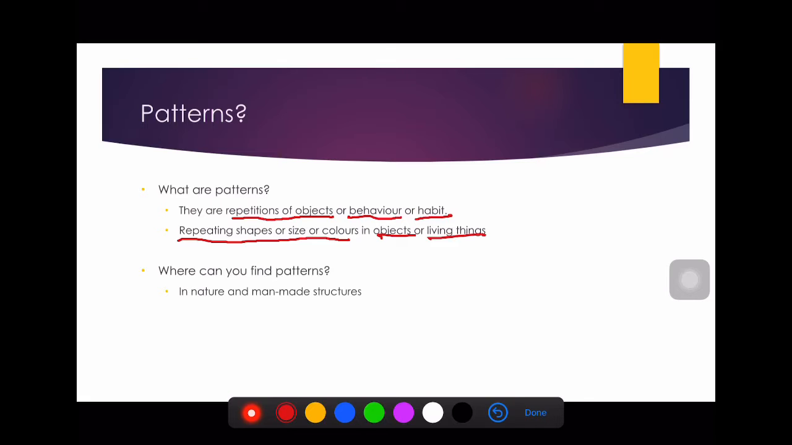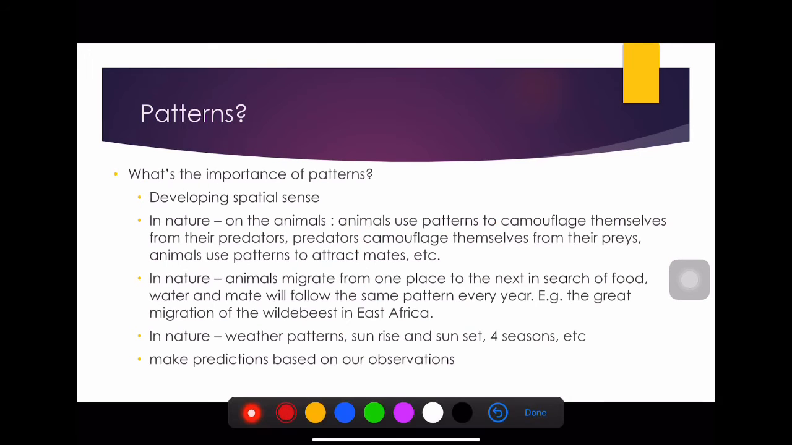And where can you find patterns? We can find them in two places. One is in nature, and another one will be in man-made structures or objects. So what's the importance of learning patterns? Alright, number one, patterns actually help develop spatial sense. And then number two, we can see patterns in nature.